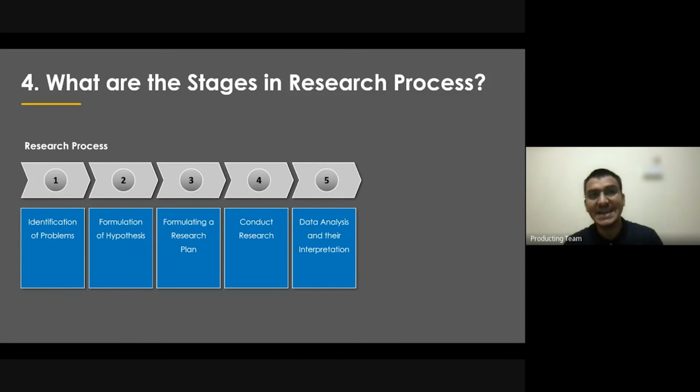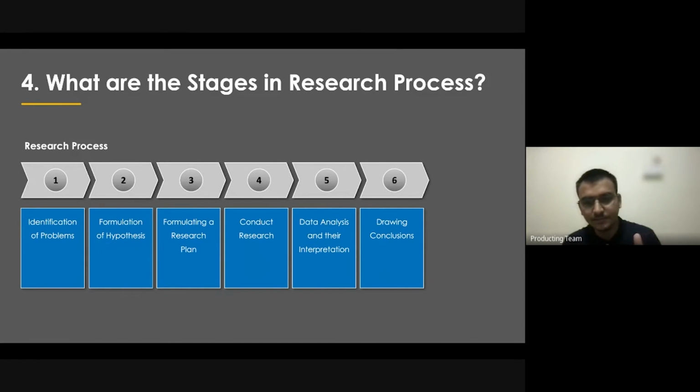Then you have to do a data analysis, try to understand what the data talks about. Does it really match with the hypothesis which we have created in stage 2, or isn't it? Is it something new, right? That we have to put down into the report. Then we will draw a conclusion, right?